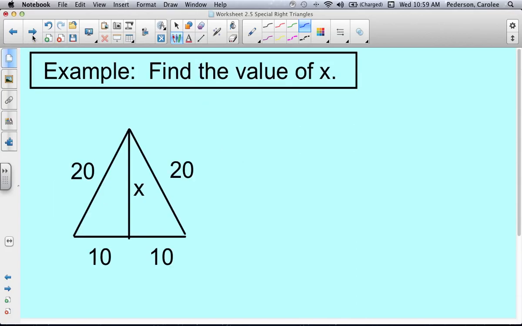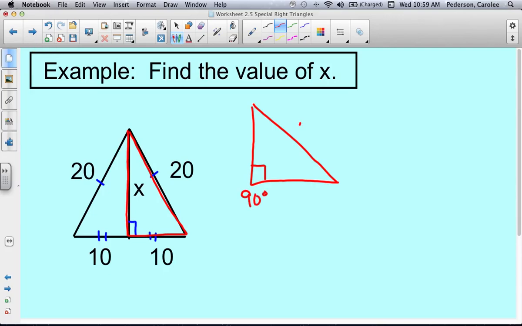All right, now we're going to start getting a little more challenging questions. This is a triangle, and then within the triangle are 2 triangles. They have congruent sides here and congruent sides here. And we have a 90 degree measure here. So what I'm going to do is take this big triangle and separate it out into this piece of the triangle. So here's my 90 degree measure. This is 20, this is 10, and that's my x.